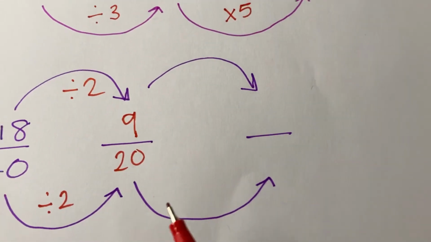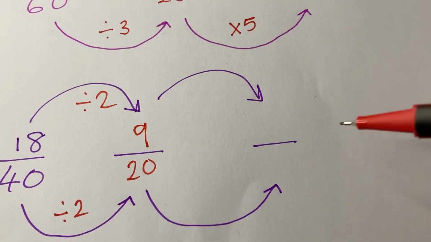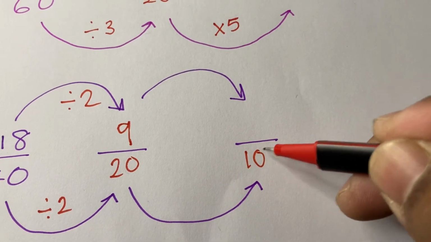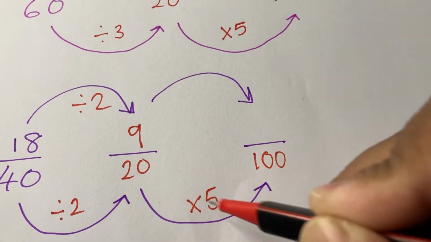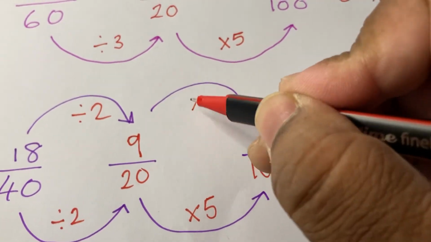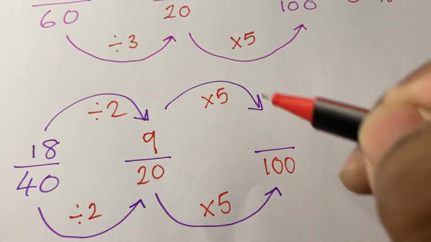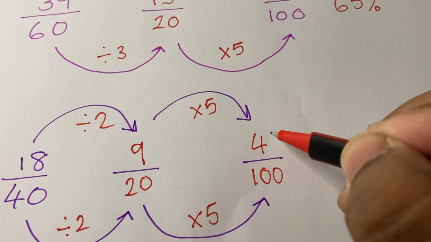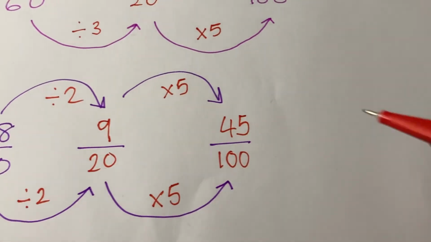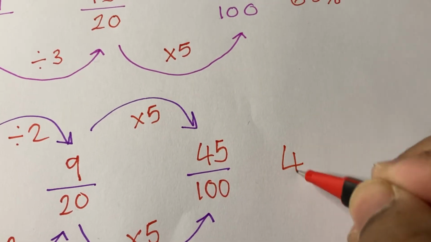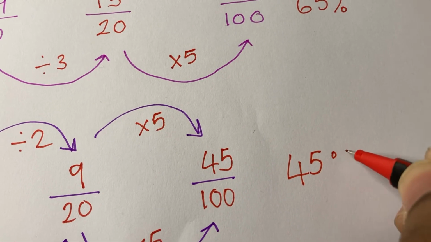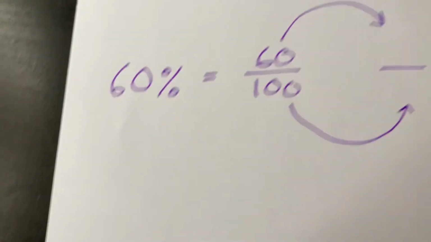Okay, now I need to turn that into out of 100. And as I said earlier, 20 times by 5 is 100. And 9 times by 5 is 45. This is where your times tables knowledge comes in. So as a percentage, 18/40 is 45%. Okay, let's see if we've got any more. We've got what? 2 more. Let's have a look at these.